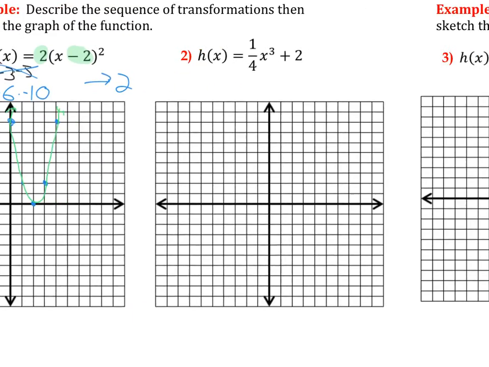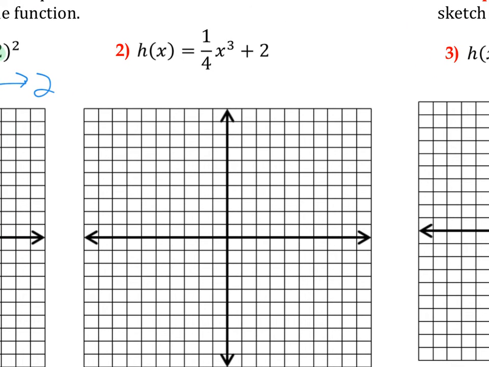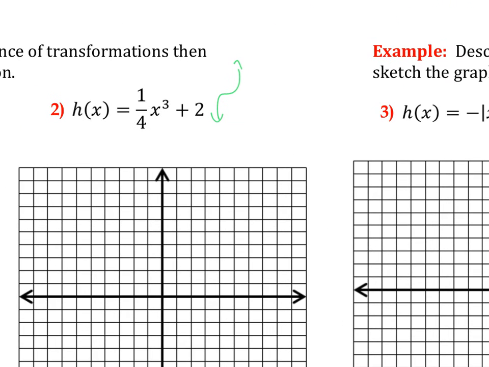All right, next one. 1/4 x cubed plus 2. Okay, x cubed, a cubic function. Normally looks like one of those. If I think about the table of values that we made for those, we had -2, -1, 0, 1, and 2. And those created y values of -8, -1, 0, 1, and 8.